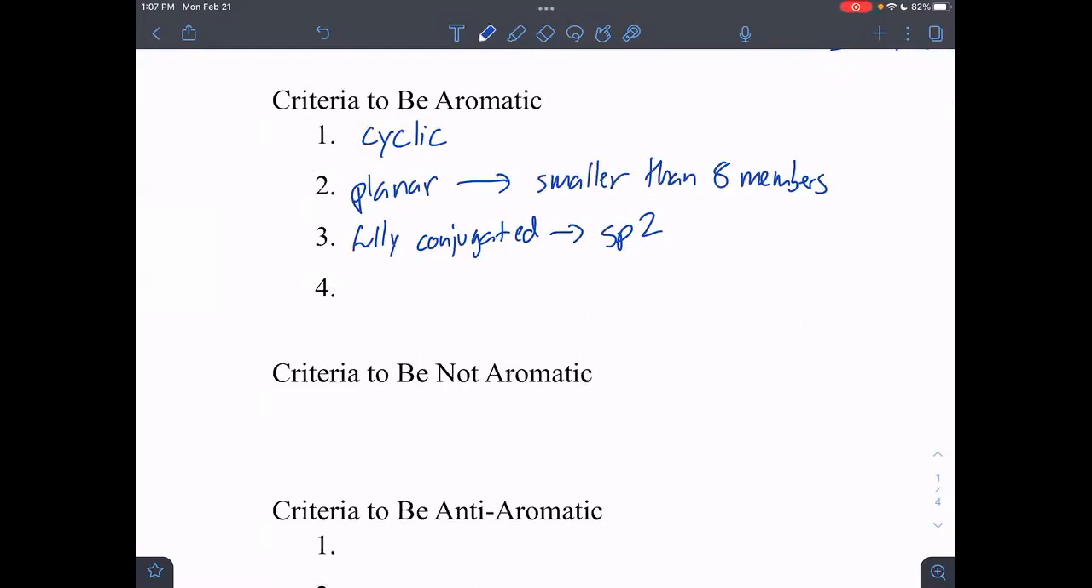Does anyone remember the things that we can have on a carbon to make it sp2 hybridized? An anion, cation, radical, and one more. Yeah, and a double bond. And then the last one, we need to have 4n plus 2 pi electrons. And n can be any number. So if we plug in any number, we can start with 0, then we'd have 2. If we do 1, then we'd get 6. What's next? Like 10. So on and so forth. And that's it.